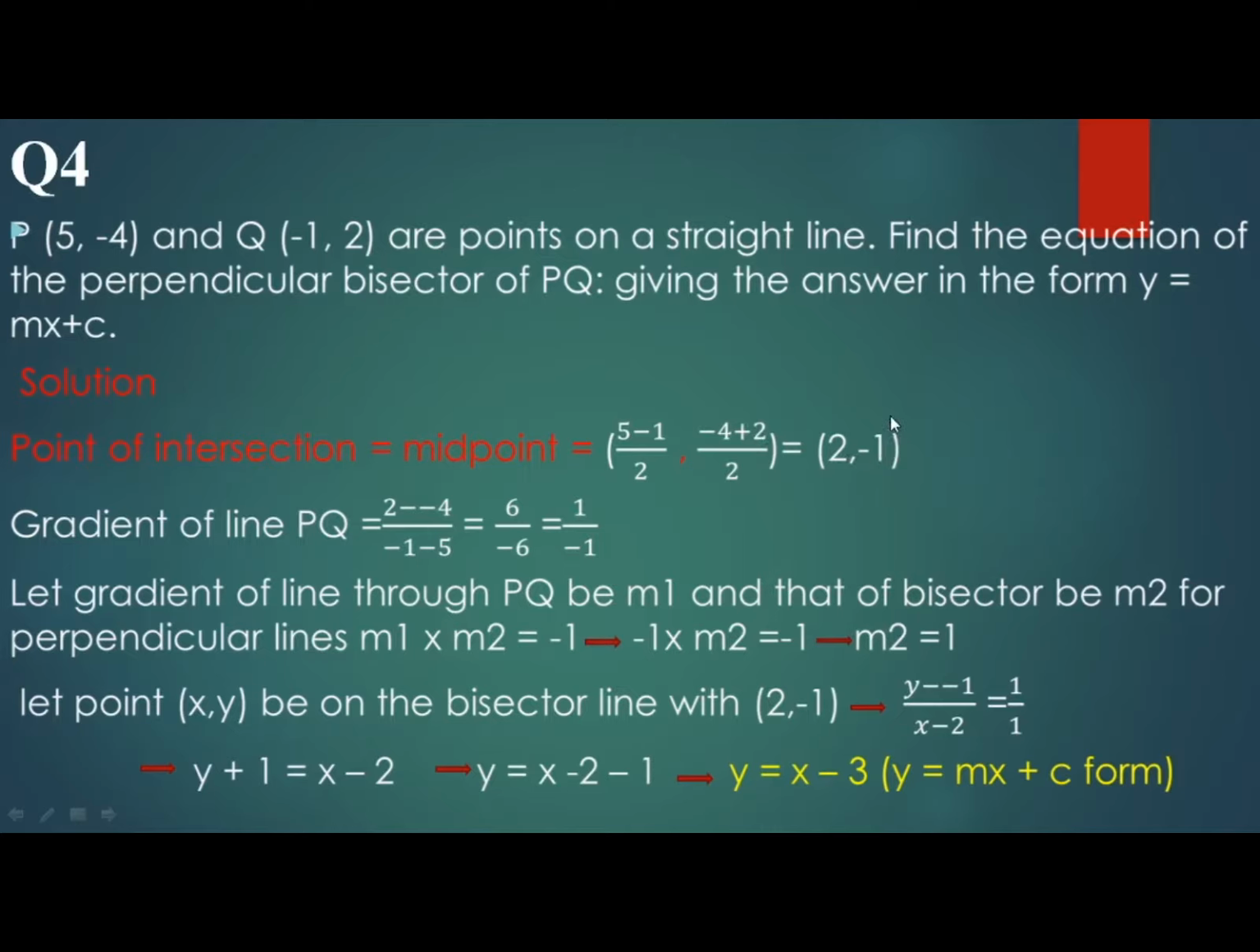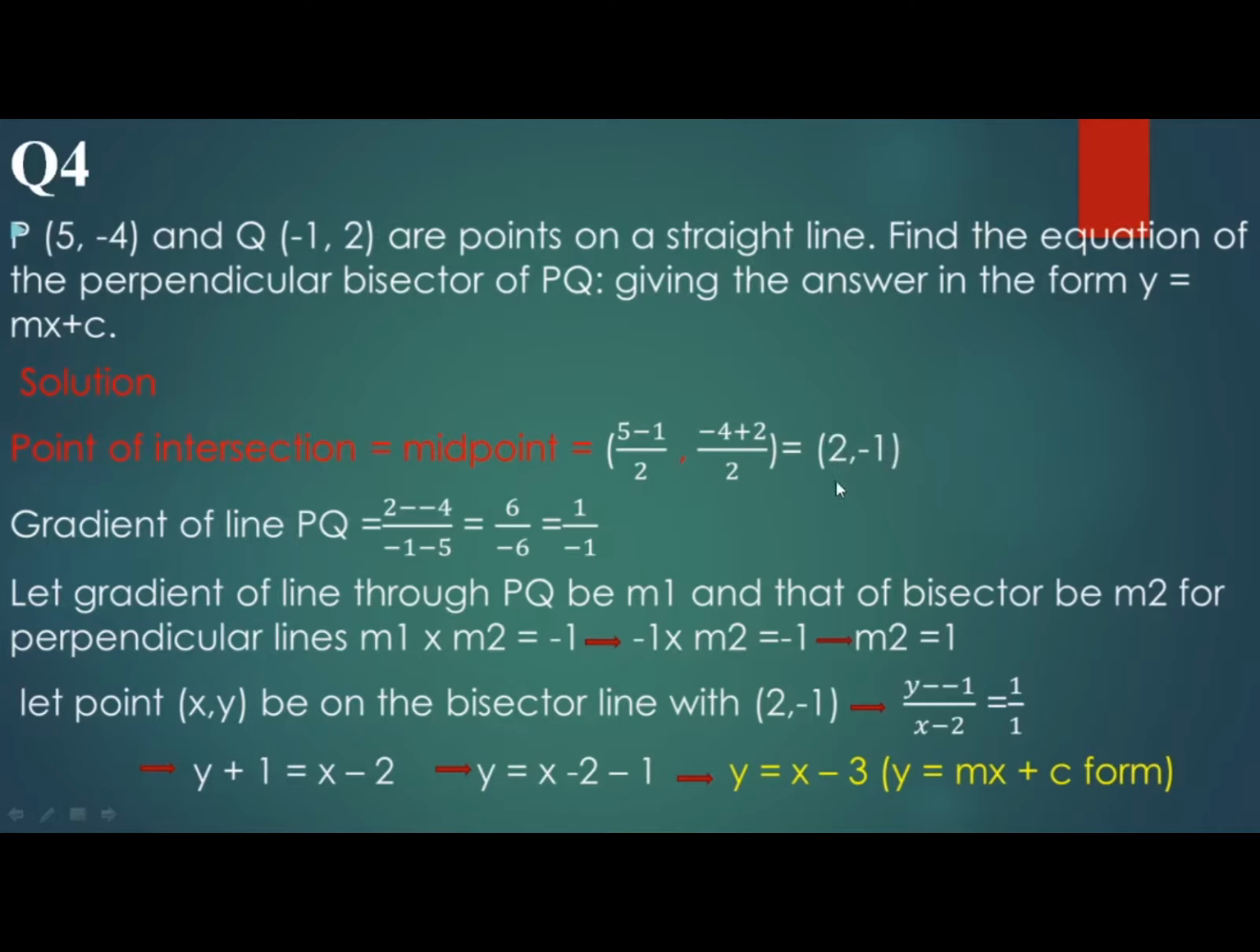That is the midpoint. So if I have the midpoint, this is where that line is going to pass. So I let another point (x, y) be on this perpendicular line, together with (2, negative 1).